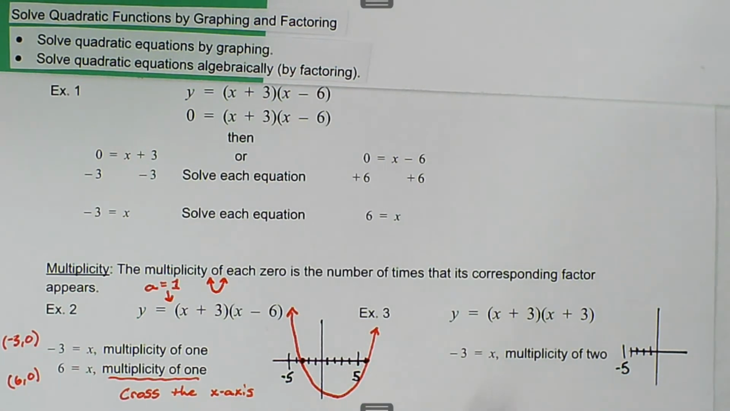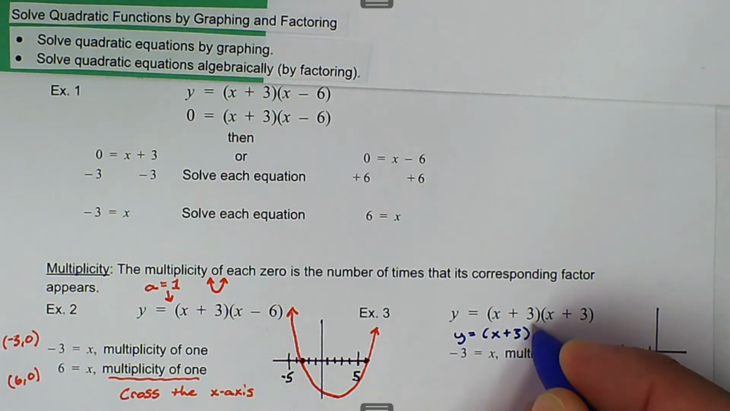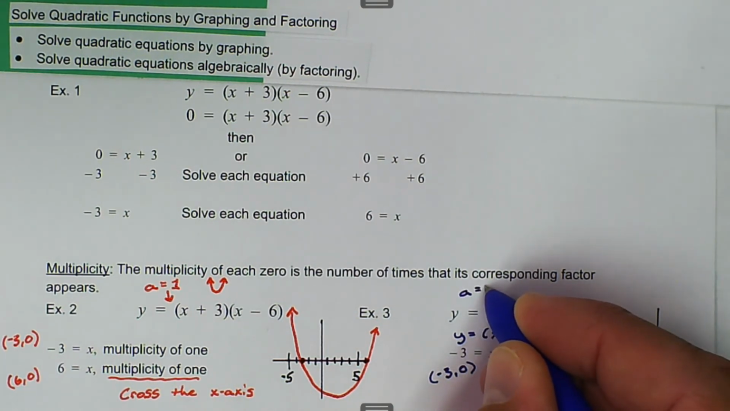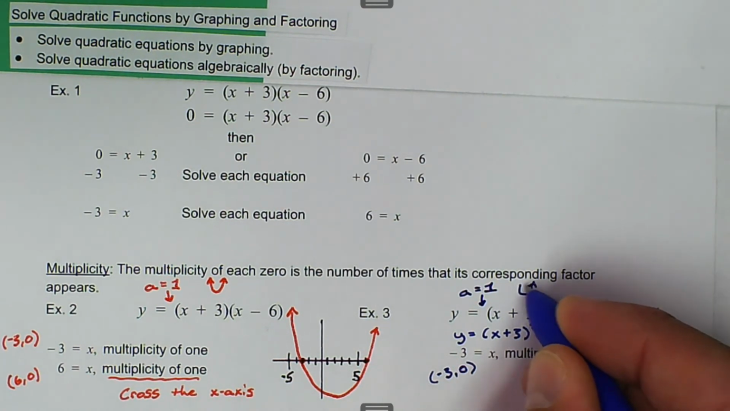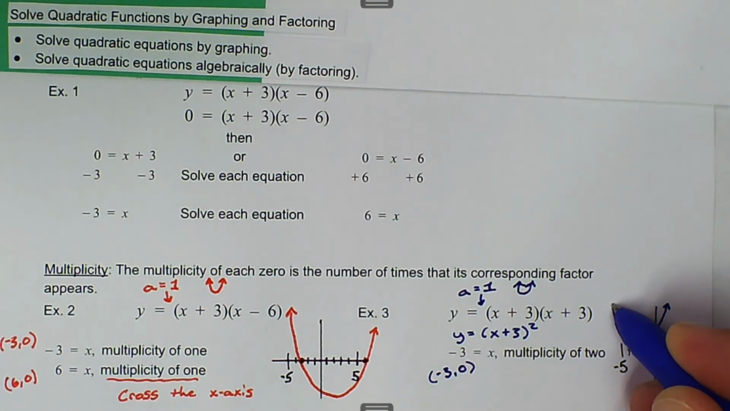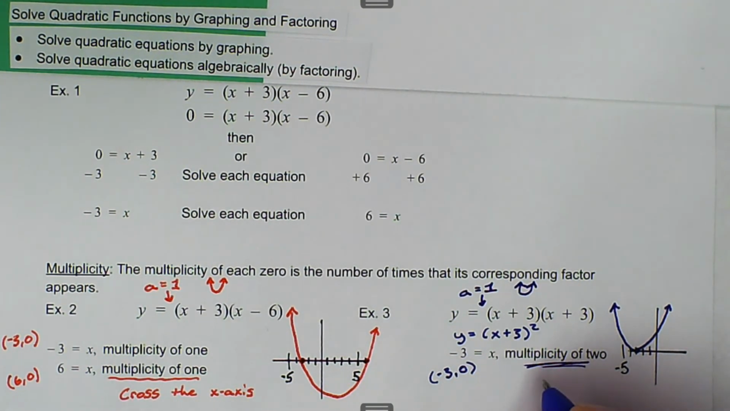Now if we look over here at example 3, we have y equals x plus 3 times x plus 3. Another way that we can write that is y equals x plus 3 quantity squared. So in this case, both solutions to this are negative 3. So we get the point or the 0, negative 3, 0, which happens over here. Then we can take a look at our a value. We see that our a value is 1 for this as well. So we still know that our parabola opens up. And so we can sketch a parabola that opens up and whose vertex is located at the x-axis. So if we have a multiplicity of 2, that means the vertex is on the x-axis.